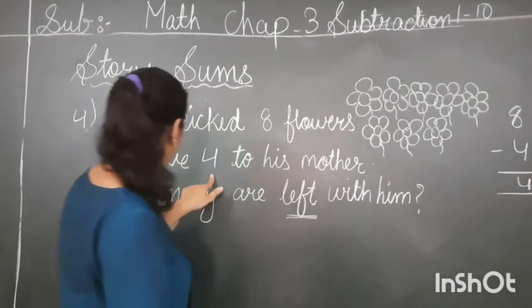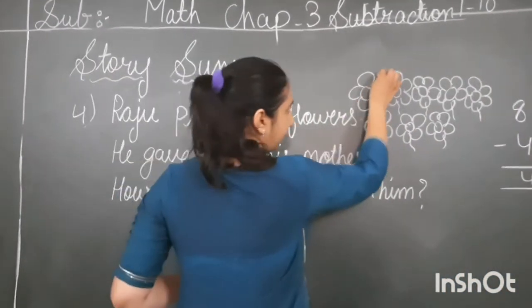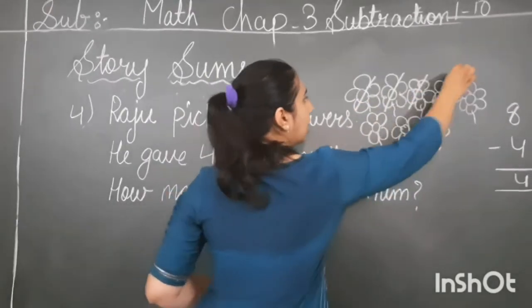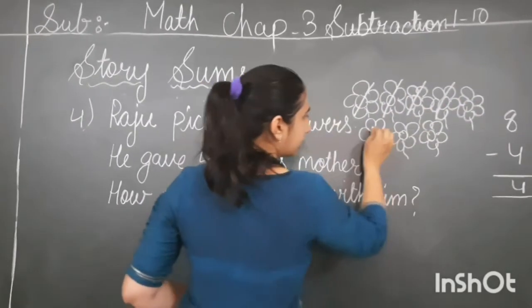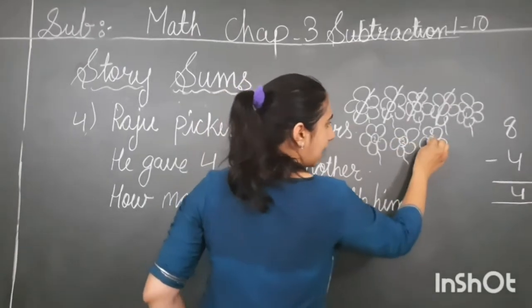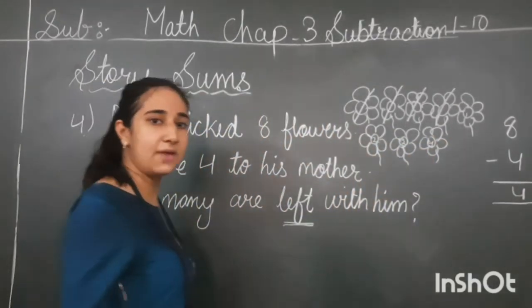As he gave 4 to his mother, I will cut here 4. 1, 2, 3, 4. See here 1, 2, 3 and 4. 4 flowers left with him.